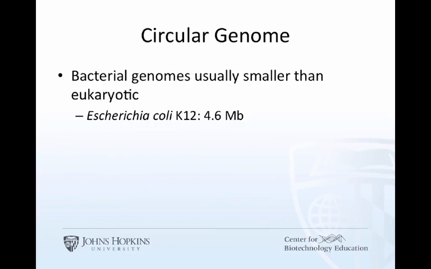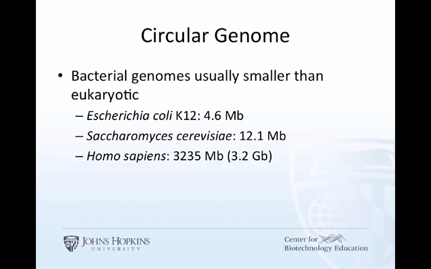First, let's be aware that bacteria tend to have much smaller genomes than eukaryotes. Escherichia coli, or what we call E. coli, has a 4.6 megabase genome. That's 4.6 million base pairs. One of the simplest eukaryotes, budding yeast, has a genome of 12.1 megabases, almost 3 times the size of E. coli. And that's a very small eukaryotic genome.